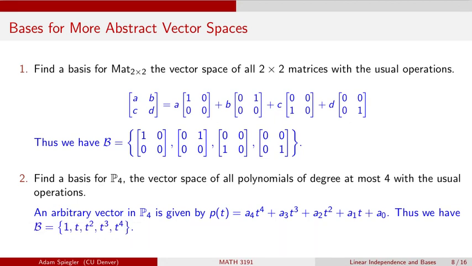So now we can pick the vectors here: the polynomials 1, t, t squared, t cubed, and t to the fourth. This polynomial is just a linear combination of these 5 vectors in our vector space P4. So this vector space of all polynomials of degree 4 or less has a basis which consists in this case of 5 different vectors: 1, t, t squared, t cubed, and t to the fourth.